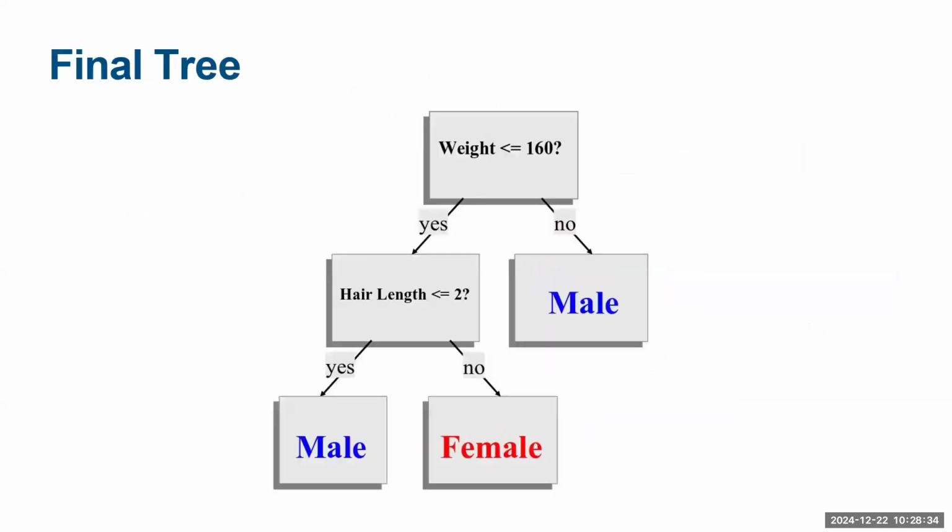So with this decision tree, weight less than or equal to 160. If no, you answer male. If yes, then you check the hair length. If the hair length is less than or equal to 2, you answer male. If not, you answer female. So this is how the ID3 algorithm works. You try all the attributes and pick the one with the best information gain, the highest information gain.